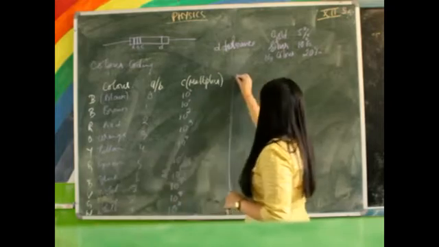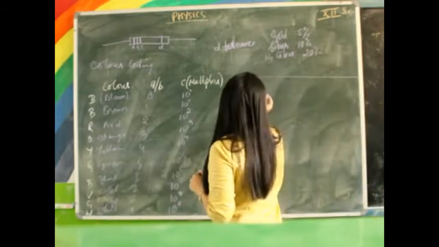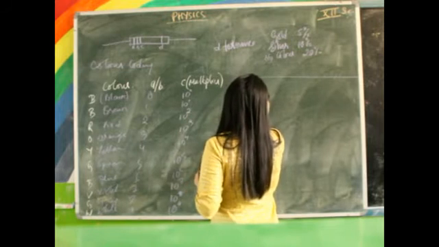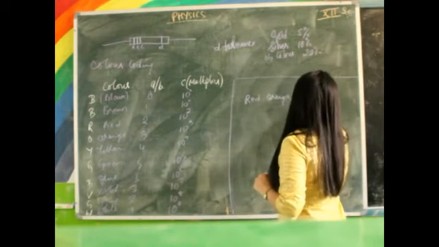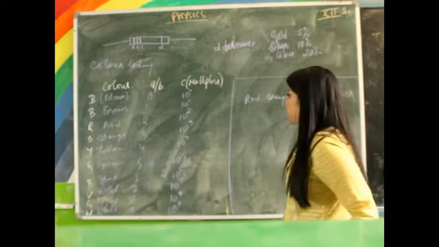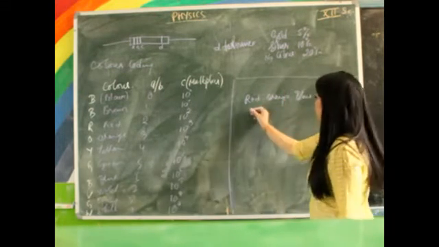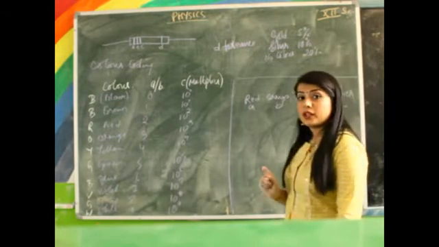Suppose in the question there is a sequence of color, and the sequence of the color is red, orange, blue and silver. Okay, this is a random example. The sequence of color is given like this. So this is your A, orange is B, this is C and this is D. Now from here we can find the value.